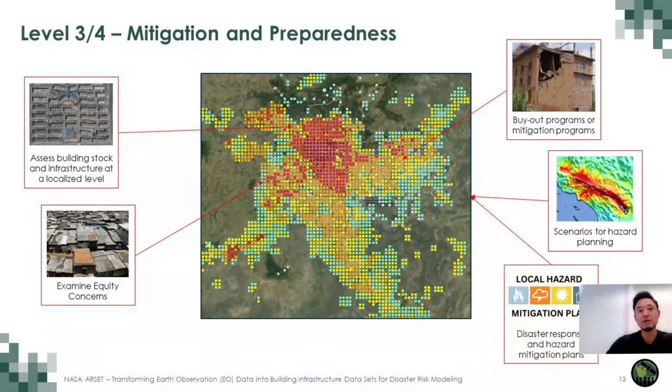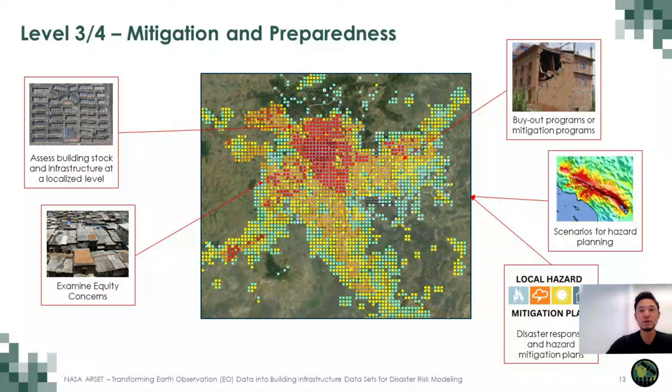Scenarios for hazard planning, so level 3 and 4. Level 3, maybe we have good structural data to run a scenario and see estimated damages across the region. Level 4, we also have the assumptions for structural type, but maybe we also have such things as the exposed population. So we can start looking there as well. Local hazard mitigation plans, combining all this stuff together.